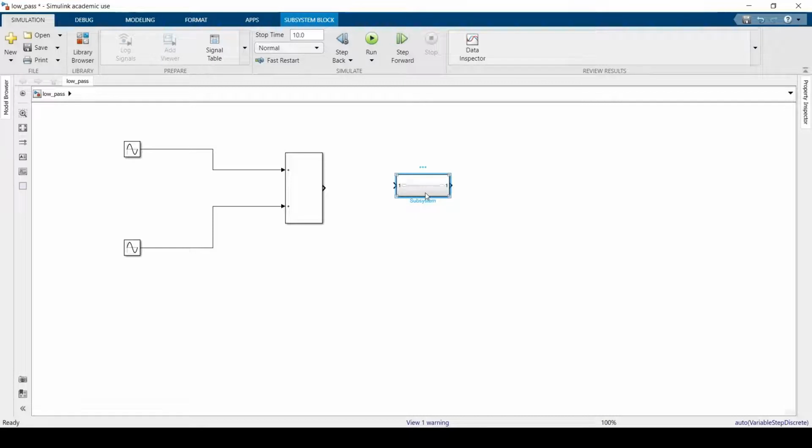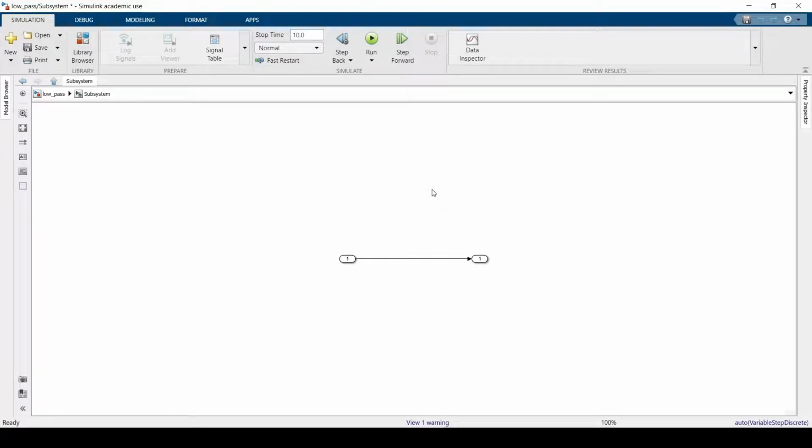So let me give this input to the subsystem. The adder output should be given as input to the subsystem. Now to observe the output, I am going to build a low pass filter in the subsystem. The output is observed across the scope. Okay, so first build the subsystem here.